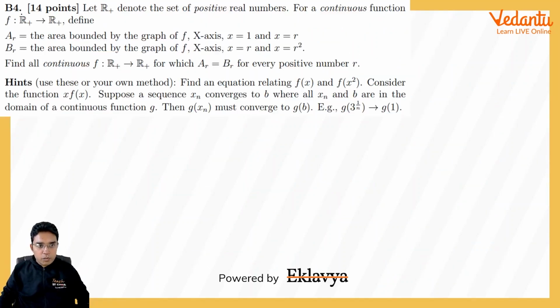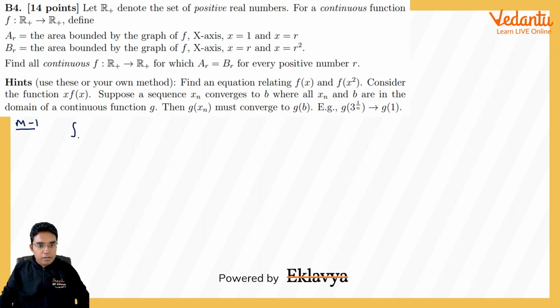Now coming to the next question. It says that R+ denotes the set of positive real numbers. For a continuous function f: R+ to R+, define A(r) equal to the area bounded by the graph of f, the x-axis, x is equal to 1 and x is equal to r. B(r) is the area bounded by the graph of f, the x-axis, x is equal to r and x is equal to r². Find all continuous functions f from R+ to R+ for which A(r) is equal to B(r) for every positive r. So let us do it. They have given some hint also. I'll use that also, but let me tell you my first method here.